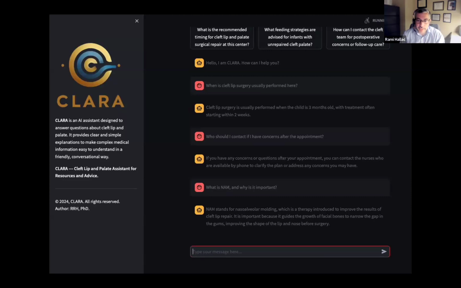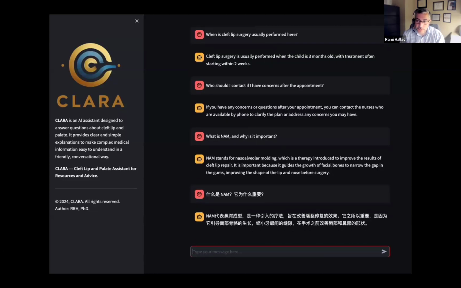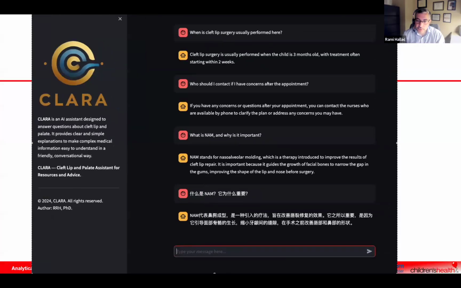It also explained clinical concepts clearly. For example, when asked about NAM, a treatment that many parents have never heard of, the app explains what it is and why it matters, using plain language. And as you can see, it can even respond in different languages. This helps families who might not be fluent in English, but still need accurate information to support their child's care.